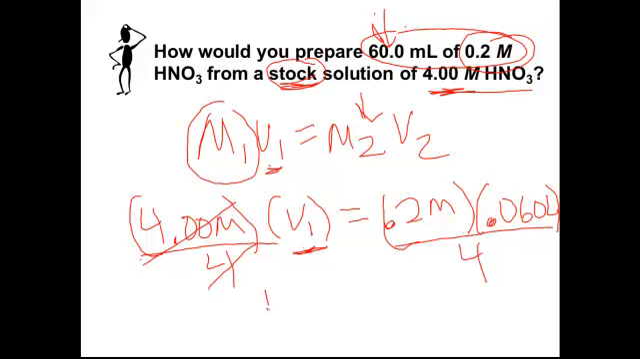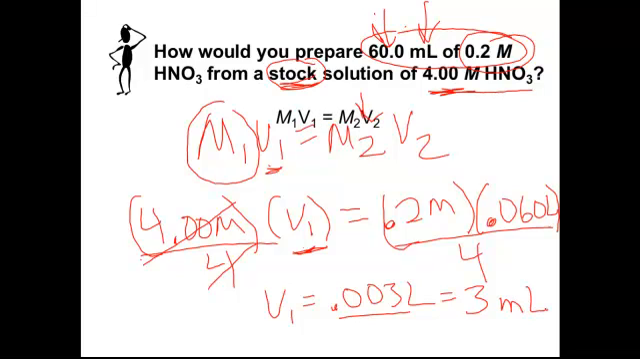And that equals, so V1 is equal to 0.003 liters. Because we use milliliters up here, I'm going to convert that back to milliliters. So I'm going to move the decimal point 3 spaces to the right, which is 3 milliliters. So that means that in order to create this solution, I would need 3 milliliters of this concentrated stock 4 molar nitric acid.